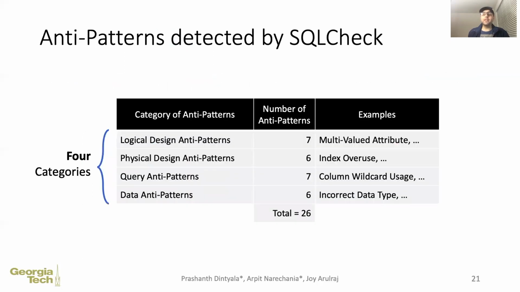Leveraging both query analysis and data analysis, SQL Check detects four categories of anti-patterns: logical design, physical design, query, and data. In total, SQL Check currently detects 26 types of anti-patterns.